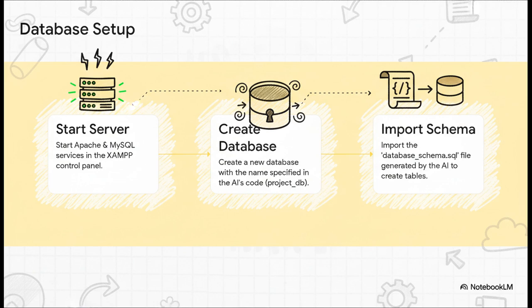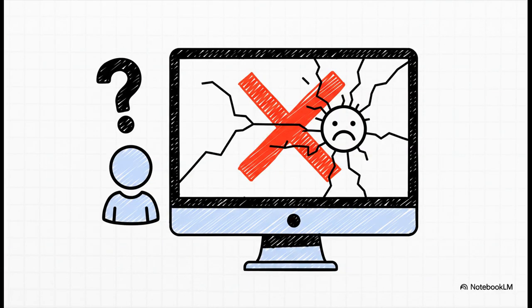We start our little local server, create a new empty database, and then we import a special file the AI already made for us, which automatically builds the whole structure for our data. And here we go. Moment of truth. We try to open our brand new admin panel and wham, a big, ugly error message.